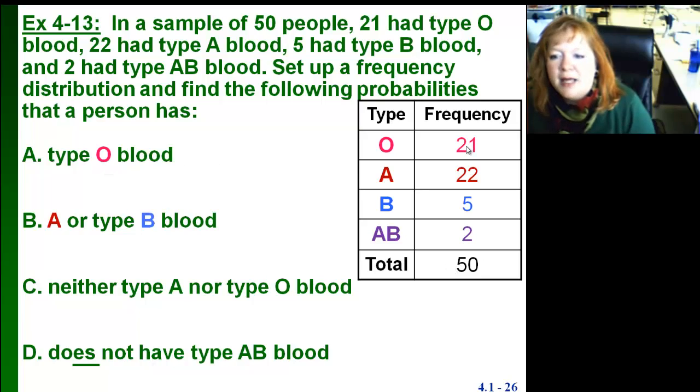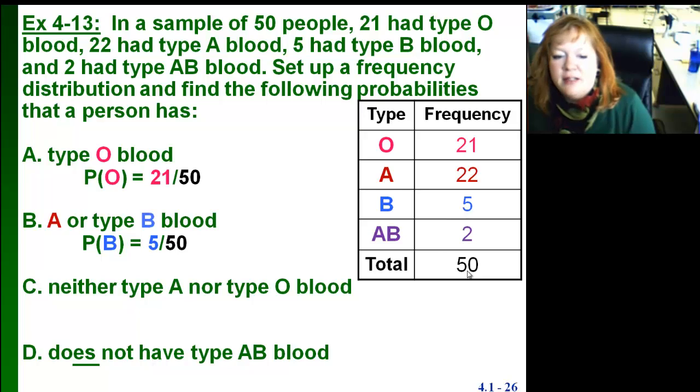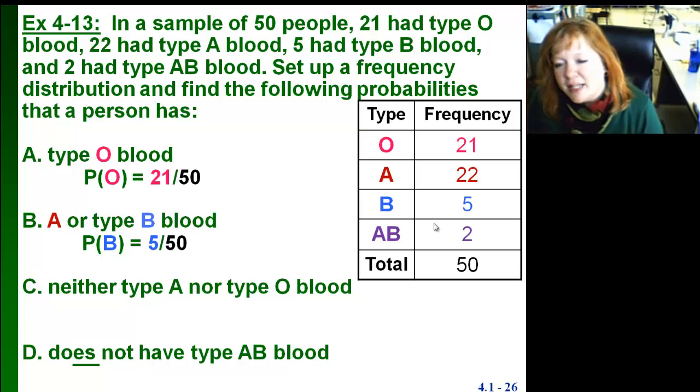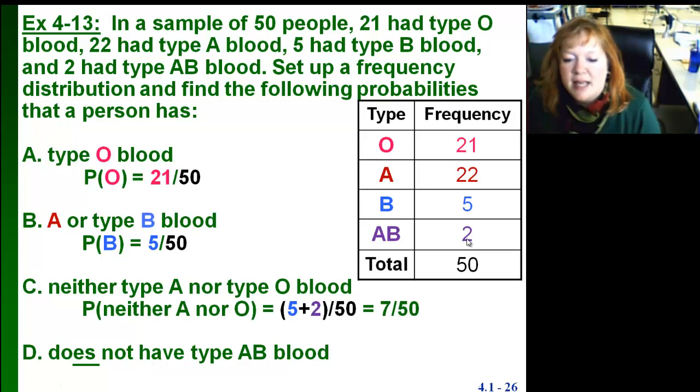Type O blood, there were 21 out of 50. So the probability of type O is 21 out of 50. Type B is 5 out of 50. Neither type A or O. Now there's a couple ways to think about this. If it's neither type A or O, then it could be type B or AB. So I got 7 out of 50, 5 plus 2 out of 50.